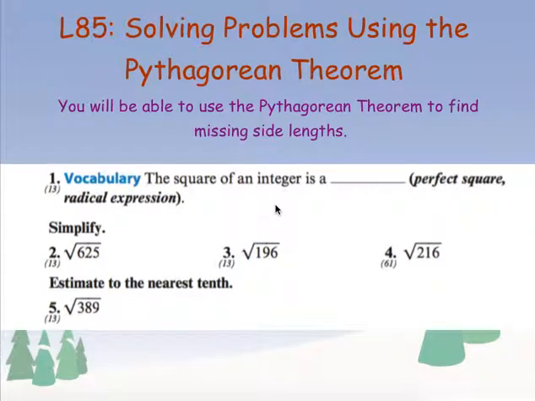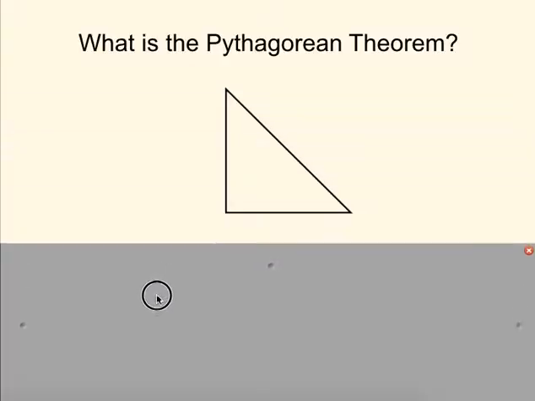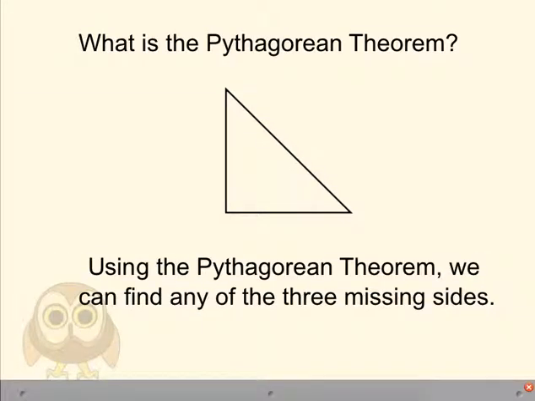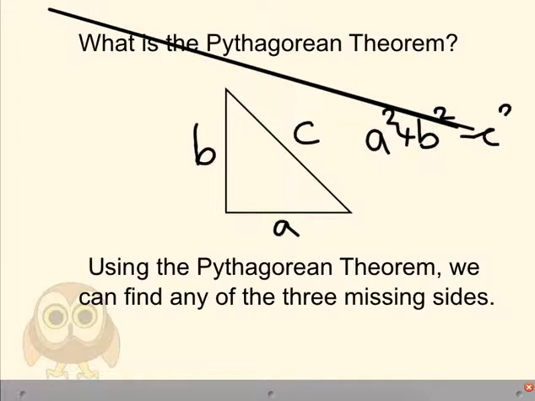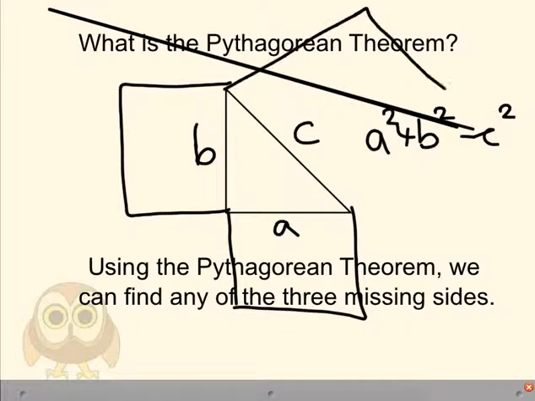Algebra 1, Lesson 85. We are looking at the Pythagorean theorem and being able to solve problems using that. Now, remember that the Pythagorean theorem states that if we have a right triangle with side lengths A, B, and C, we can say that A squared plus B squared equals C squared, meaning the area that would come off this side A plus the area that would come off this side B would equal the area of this side C. That is the Pythagorean theorem.